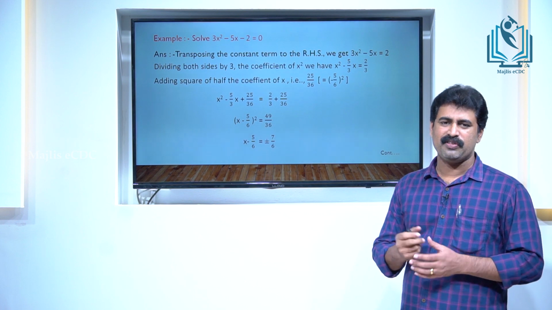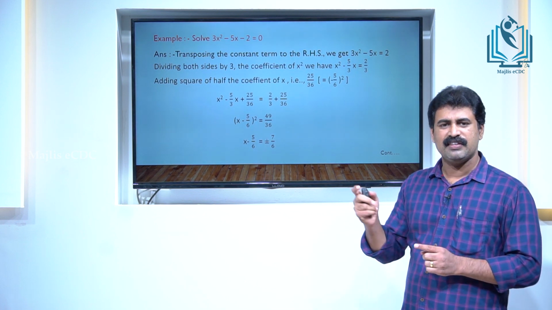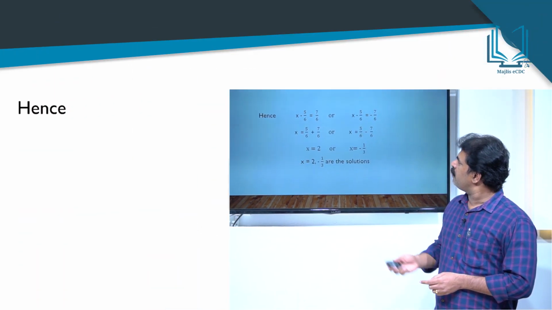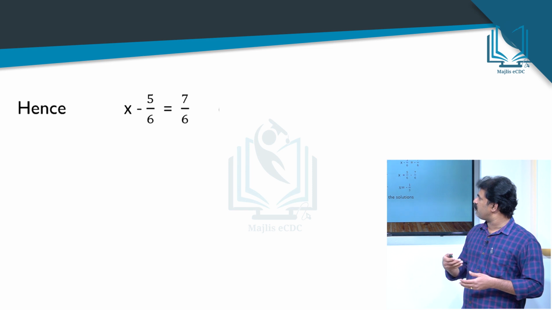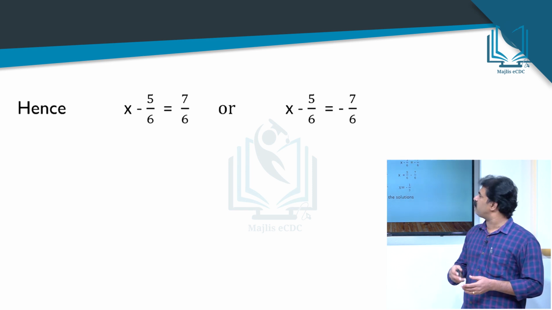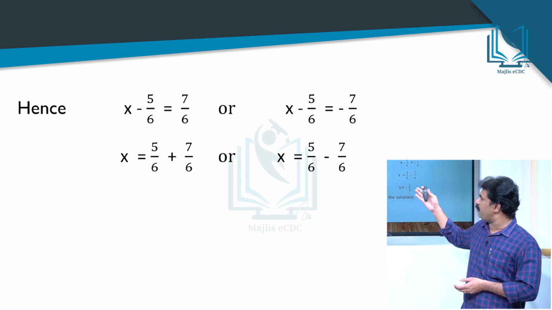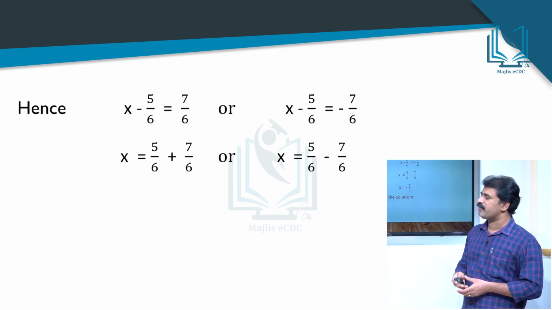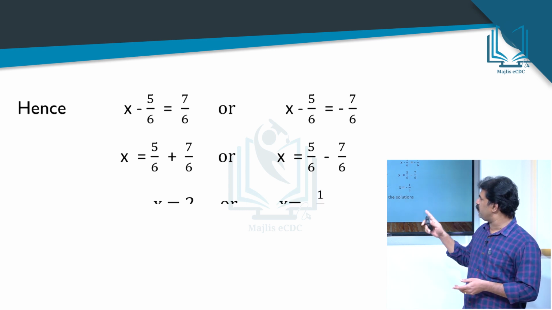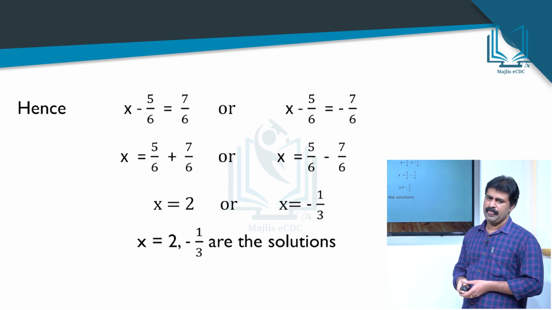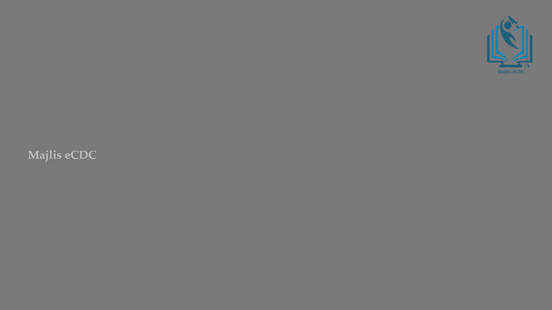Taking square roots on both sides, then we will get x minus 5 by 6 equals plus or minus 7 by 6. So here we can write x minus 5 by 6 equals 7 by 6 or x minus 5 by 6 equals minus 7 by 6. From this equation we have x equals 5 by 6 plus 7 by 6 or x equals 5 by 6 minus 7 by 6. After solving, we will get x equals 2 or x equals minus 3. So here 2, minus 3 are the solutions of this quadratic equation.